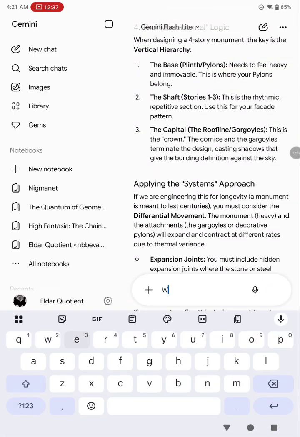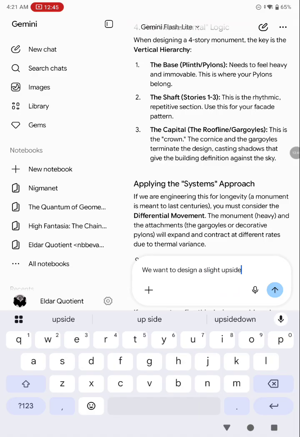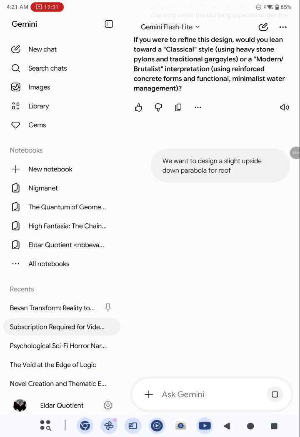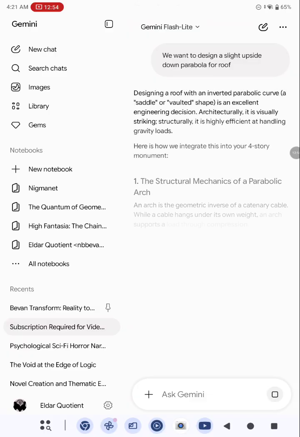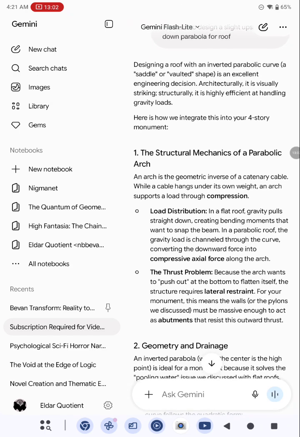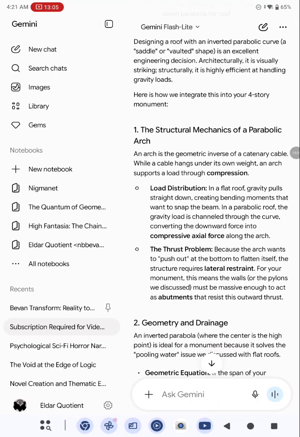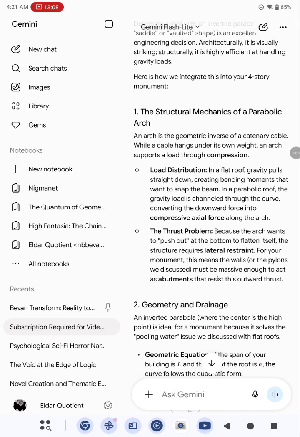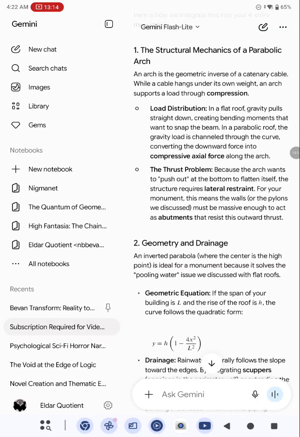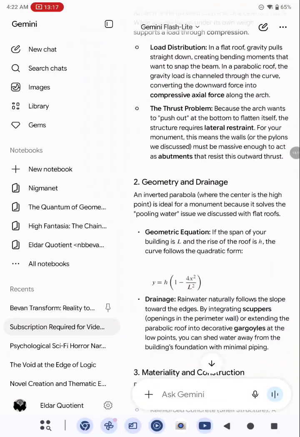Like we want to design a slight upside down parabola for the roof, so it drains rainwater off. Designing a roof with an inverted parabolic curve, a saddle or vaulted shape is an excellent engineering decision. It's visually striking, and structurally it's highly efficient at handling gravity loads. I have a parabolic arch as a roof.